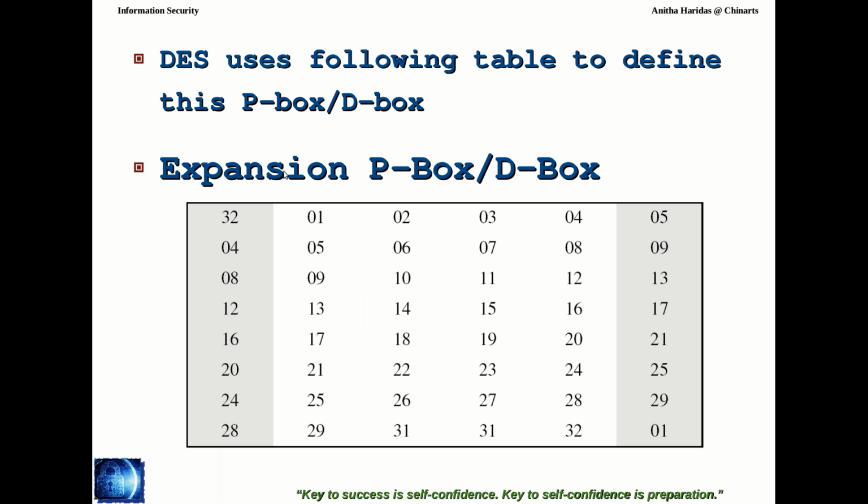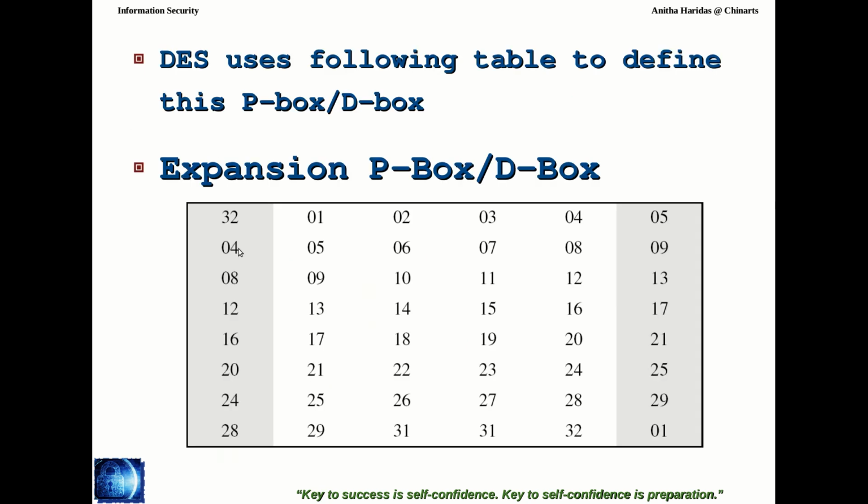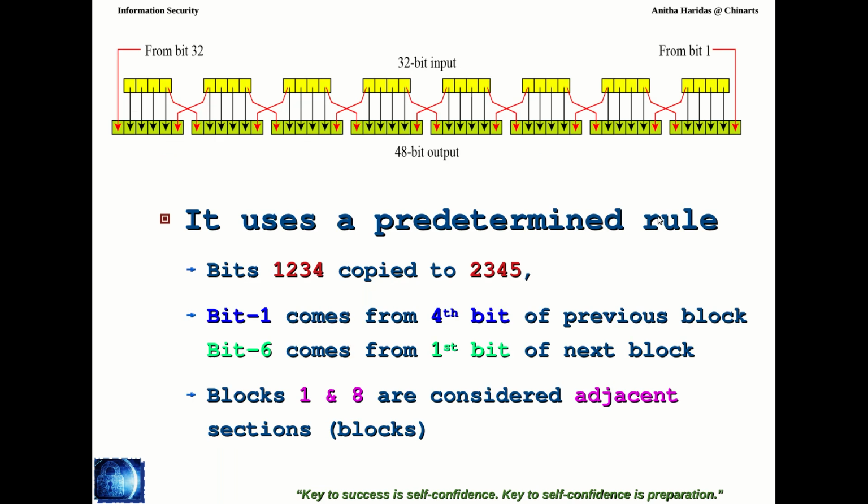Okay. So DES uses the following table to define this P box and D box, and this is the expansion P box D box combination. You can see here 1, 2, 3, 4 is maintained as it is, and the last bit, bit 32, is used here as the first bit. So first is bit 32, then first bit, second bit, third bit, fourth bit, and here it is the 5th bit, right? So the 5th bit is the first bit of the next block.